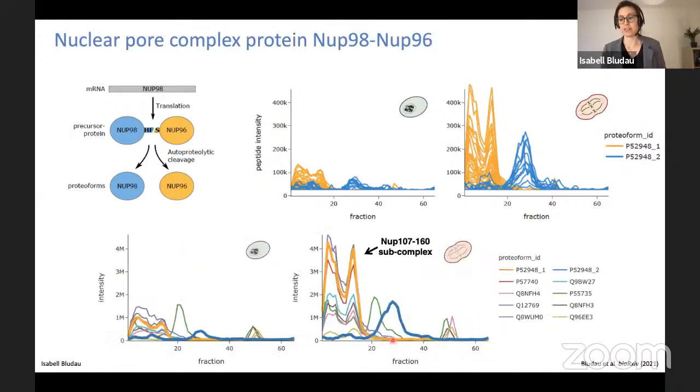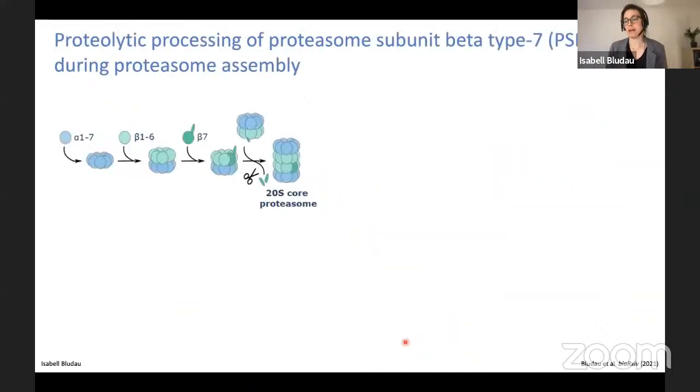And what you could actually see is, if we do the complex analysis in this data, the orange proteoform, so the NUP96, is integrating in the NUP107-160 subcomplex, whereas the NUP98 protein is not contributing to this complex, which is something that has been known before, but we could do this in a completely data-driven way in our data.